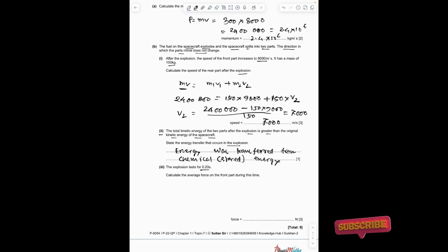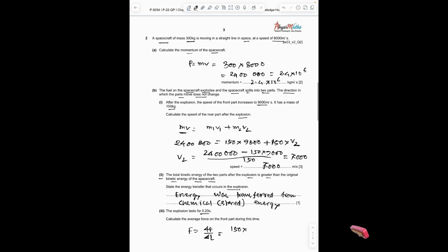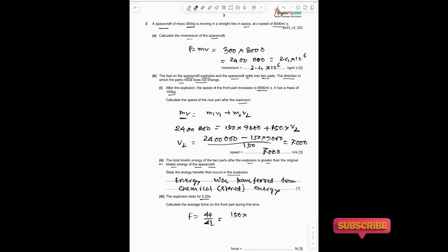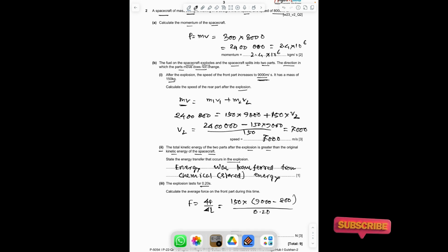Calculate the average force on the front part. So we know the change in momentum divided by time is the force. So the change in momentum: initially its mass is 150 and its speed was initially 8,000, and later it changes to 9,000. That means 9,000 minus 8,000, divided by time, 0.20 second. We can use the calculator.